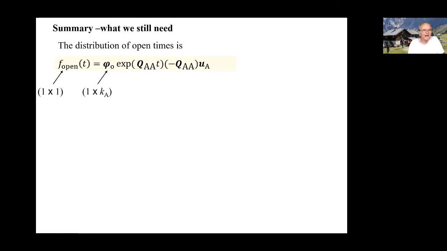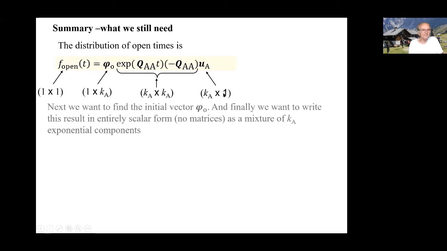This is a 1 by Ka initial vector, which describes the probability that an opening starts in each of the Ka open states. That bit is all a Ka by Ka matrix. And the unit vector at the end, a vector all of whose elements are 1, is a Ka by 1 column vector. So this all comes out to be a scalar quantity.